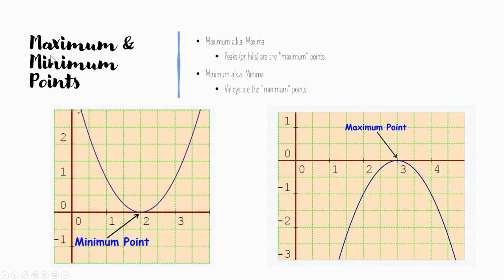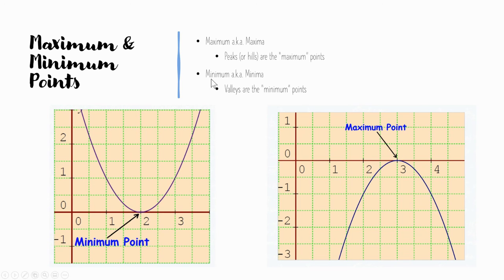Okay, maximum and minimum points. So maximum, you might also hear maxima. These are peaks or hills. Those are the maximum points. So quadratics are great for this. This quadratic has been flipped over, and that creates a mountain, which creates a peak, which creates a maximum point.